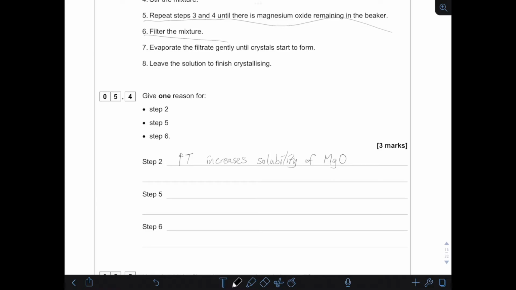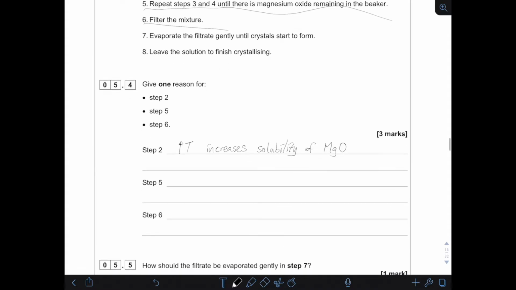Step 5 is repeat 3 and 4 until there is excess magnesium oxide. So you want to consume all the sulfuric acid to reduce impurities. That's one of the answers.